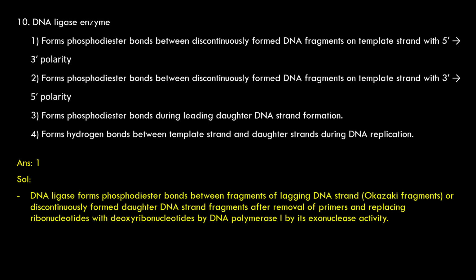DNA ligase forms phosphodiester bonds between fragments of the lagging DNA strand, that is Okazaki fragments, or discontinuously formed daughter DNA strand fragments, after removal of primers and replacing ribonucleotides with deoxyribonucleotides by DNA polymerase 1 through its exonuclease activity. Only after the removal of primers and replacing the ribonucleotides with deoxyribonucleotides is there formation of phosphodiester bonds by DNA ligase enzyme between Okazaki fragments.